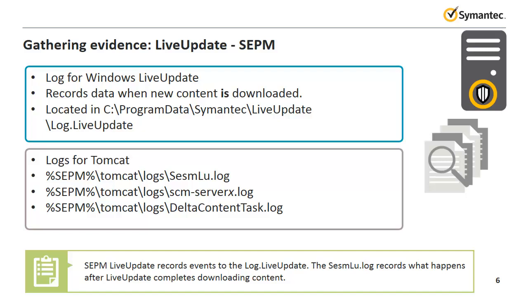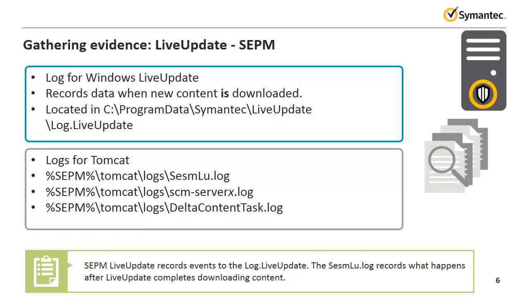During the gather evidence phase, you gather logs. SEPM LiveUpdate records events to the log.liveupdate. The scsmlu.log records what happens after LiveUpdate completes downloading content, for example, unzipping content. If definitions download but the SEPM fails to update, reference the SCM server log.